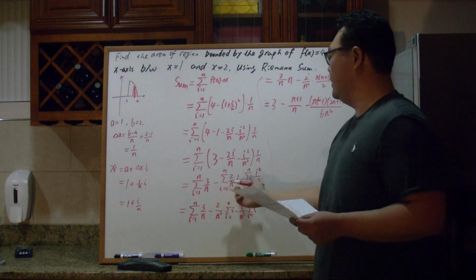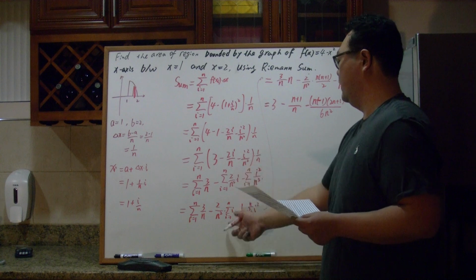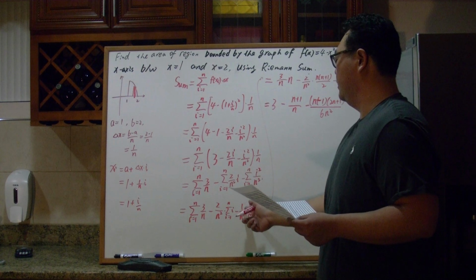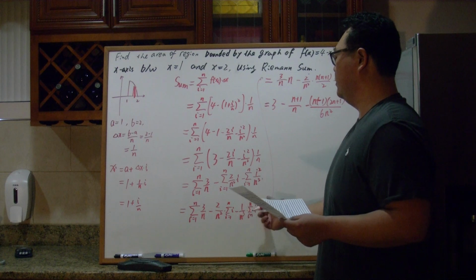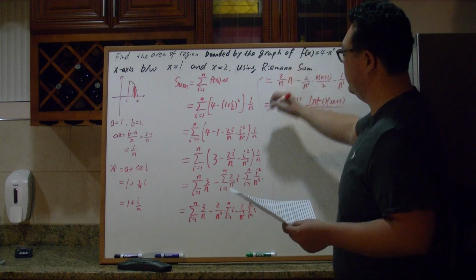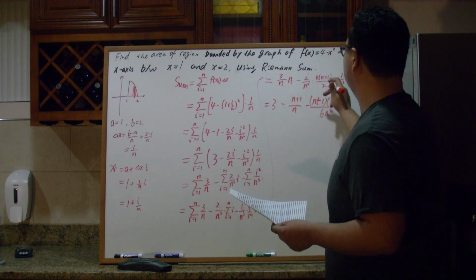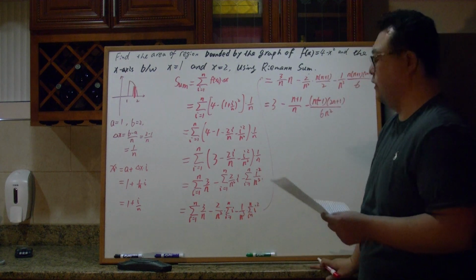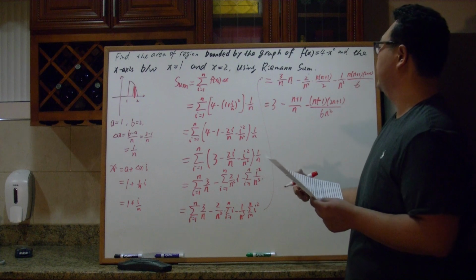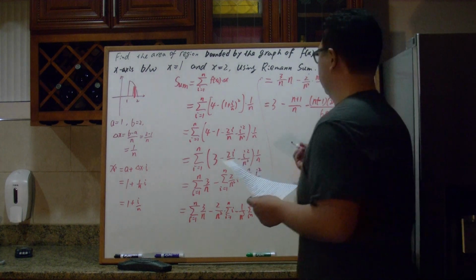Well, we have separated into 3 parts: 3 over n, the product of 2 over n squared times i, and 1 over n cubed times i squared. Then we get the multiplication of the sums: 3 over n times n, 2 over n squared times the summation of i, and 1 over n to the third times the summation of i squared. We have everything cancelled, 2, 2, and so on. Right?